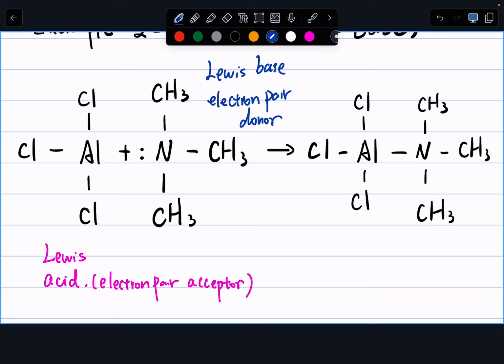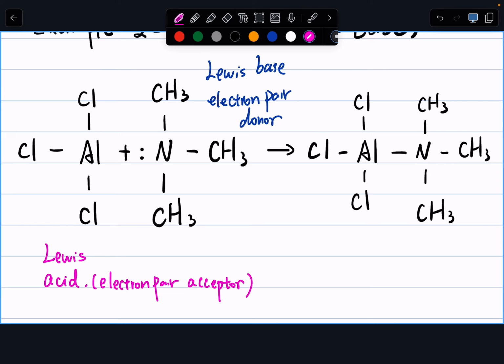Yes? What's the difference between Bronsted and Lewis? Okay, what's the definition of Bronsted acid and base? A Bronsted acid is a proton donor. A Bronsted base is a proton acceptor. So in Bronsted acid-base, we're always talking about transfer of an H plus. For Lewis acid-base, in this case, we're talking about transfer of an electron pair, not necessarily involving an H plus.